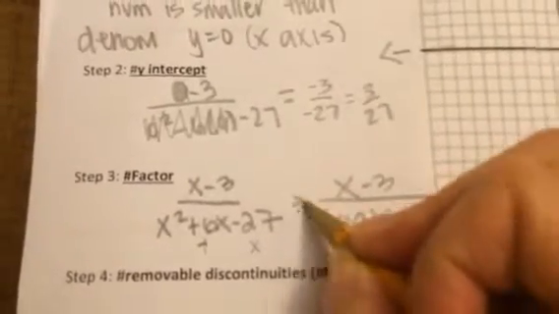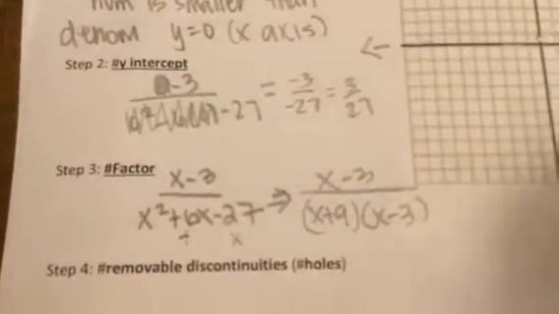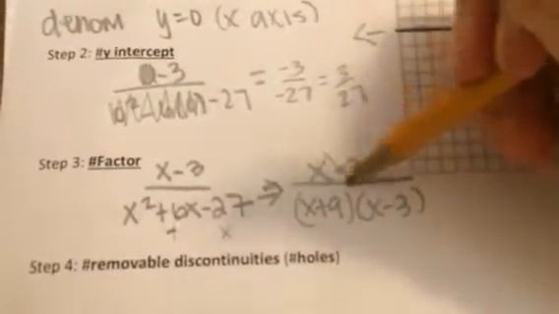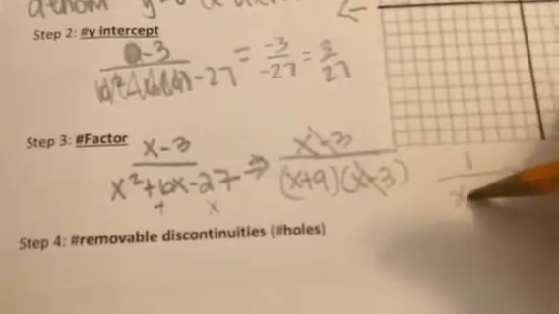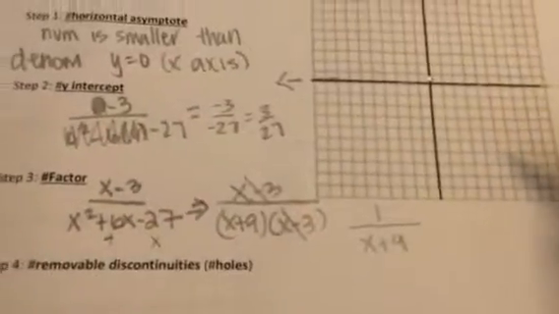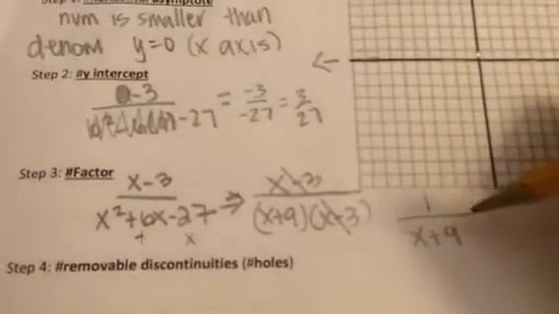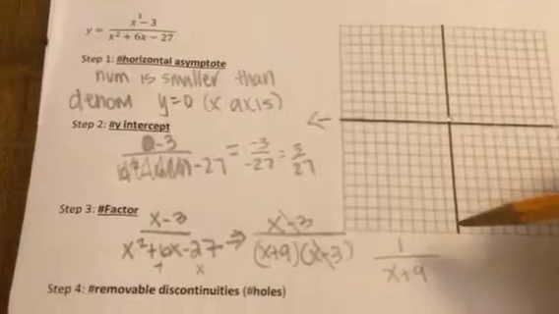And then the whole purpose for that is now you can see the common factor. So we're going to cross this off. And then that leaves 1 over x plus 9. So again, you've got to factor, guys, in order to do that. Now, I'm not putting anything on the graph with that information, but that's what I have to do.